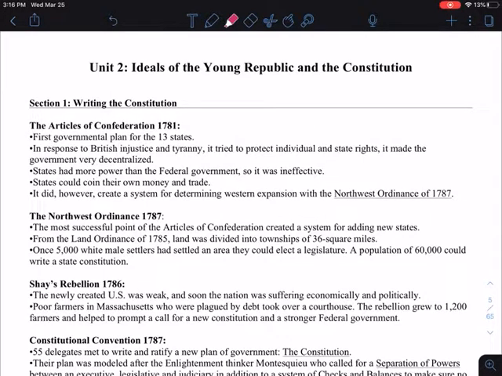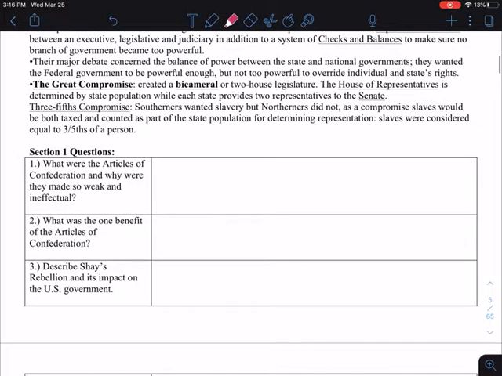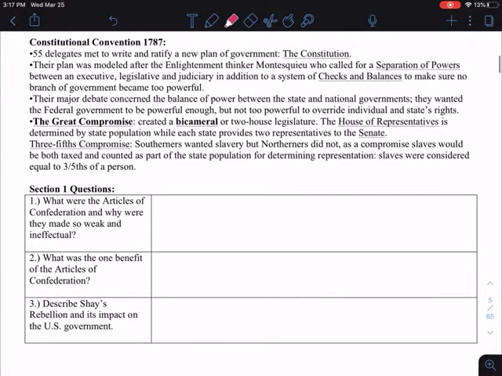All right, let's give Unit 2 of the review guide a go here. We are doing Ideals of the Young Republic and the Constitution. So, again, I'm not going to read all of this to you. I think you guys are fully capable of reading it. But what we are going to do is walk through the questions here. So, first question: what were the Articles of Confederation and why were they made so weak and ineffectual?